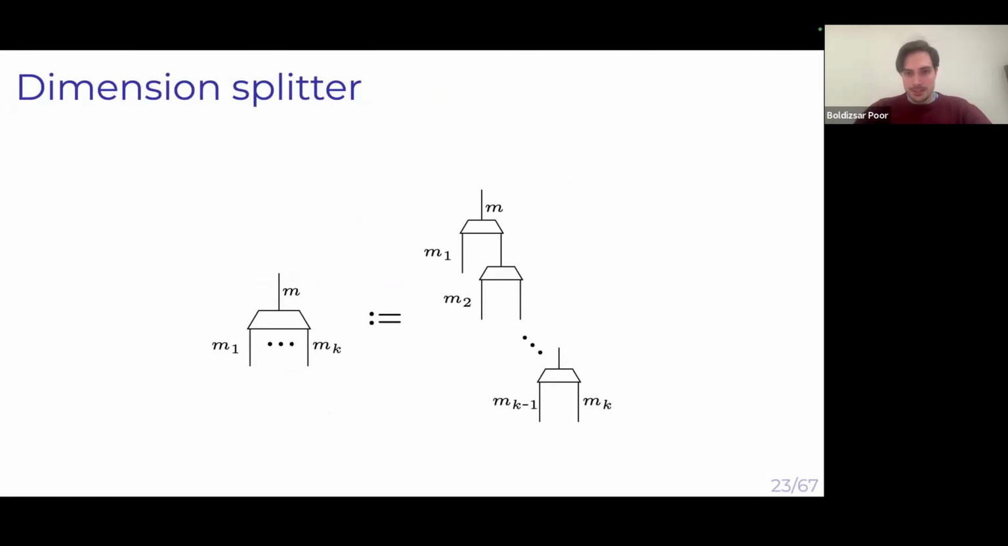This dimension splitter is associative, so we can label it with any number of legs. So you can have multiple legs coming out of these dimension splitters. The same is true for the dimension merger, so its inverse.